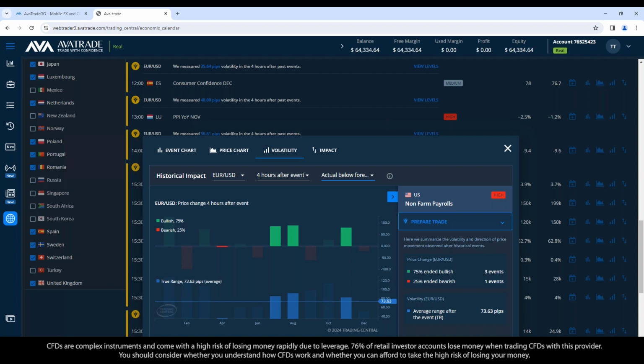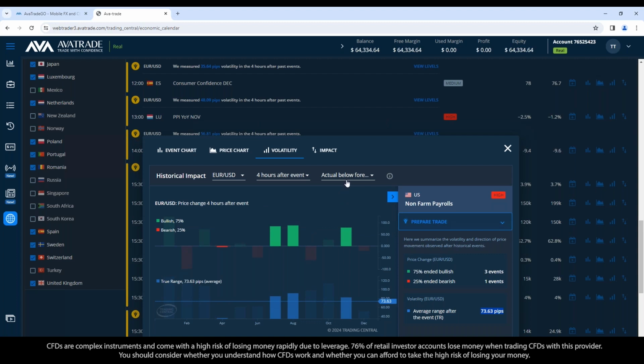And the one time in the past year when these numbers came in below forecast that the euro did not climb, it just barely dropped, okay? Just barely dropped. And it's likely even after a longer time period than 4 hours, it also ended up going up, okay? But we could see after 4 hours, over 73 pips range movement and 75% statistical advantage to have bought when the numbers came in below forecast.